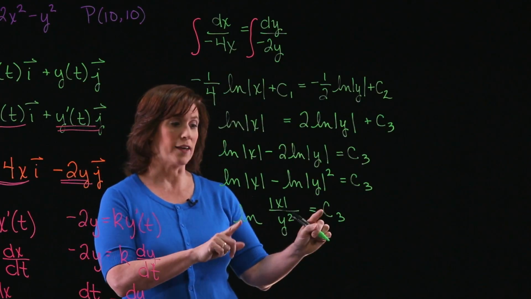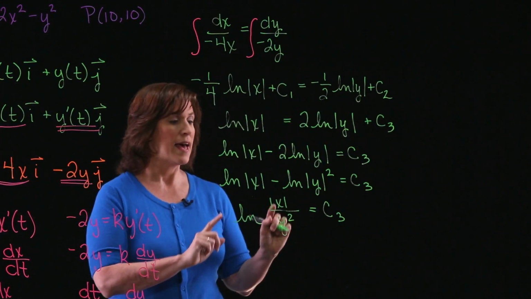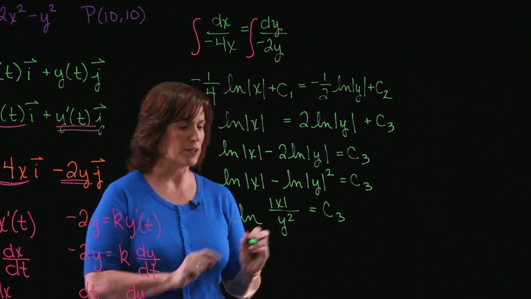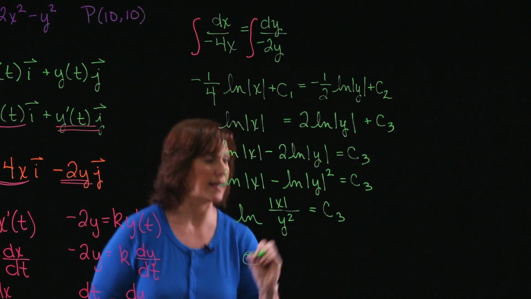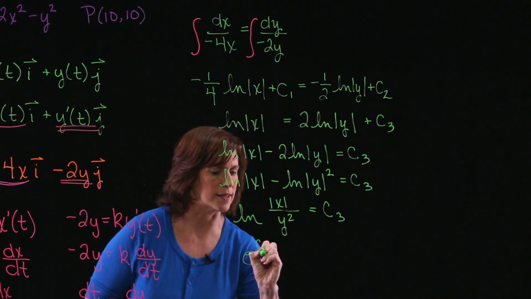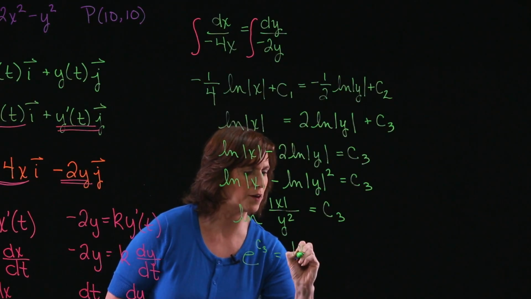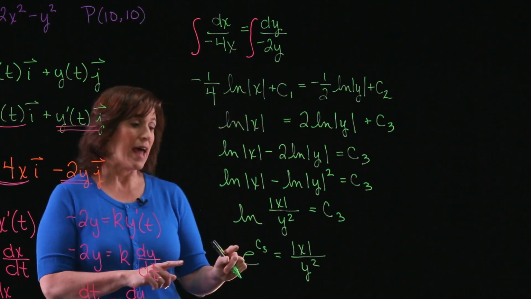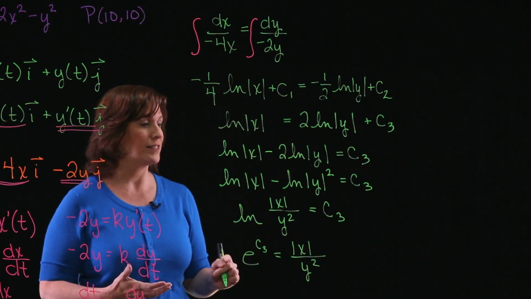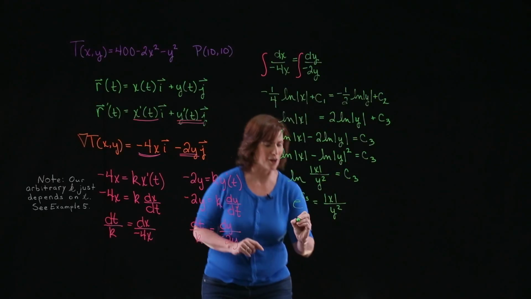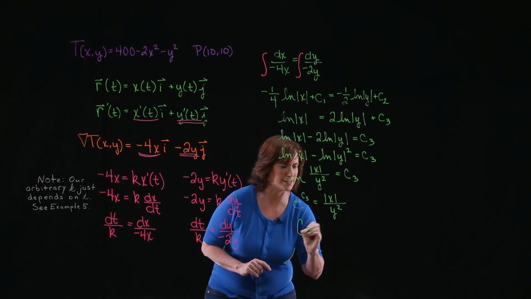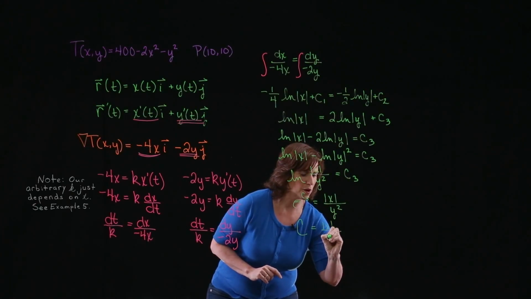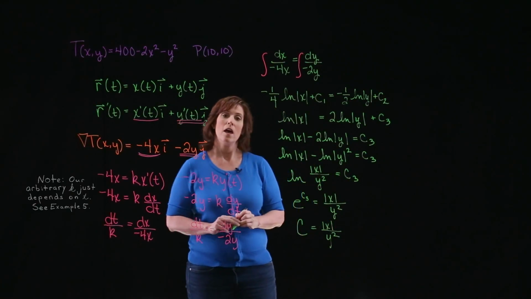Okay, so now I have a log equation. I'm going to exponentiate both sides, or in other words, change this into an exponential form. So because I'm using the natural log, this is the same thing as saying that e raised to that constant equals the absolute value of x all over y squared. Now, e raised to a constant is just a constant. So one more time, I'm going to introduce a constant, and this time I'm just going to use the letter c. That equals the absolute value of x all over y squared.